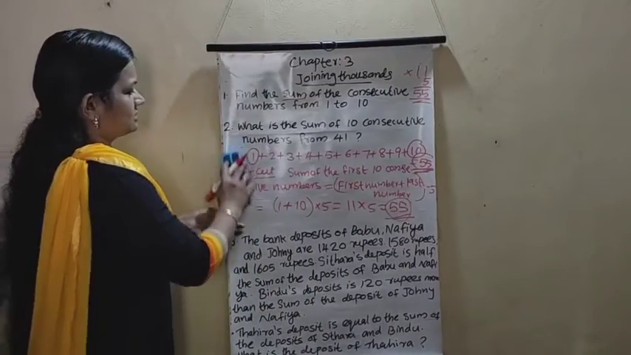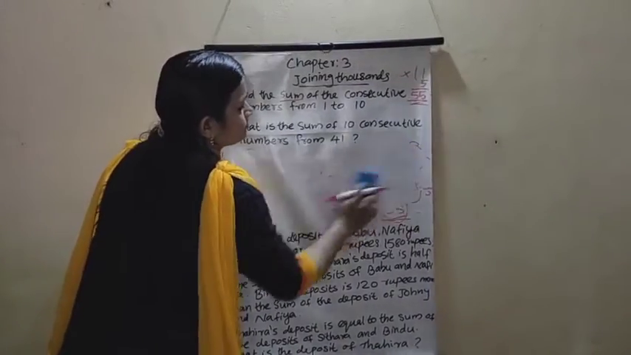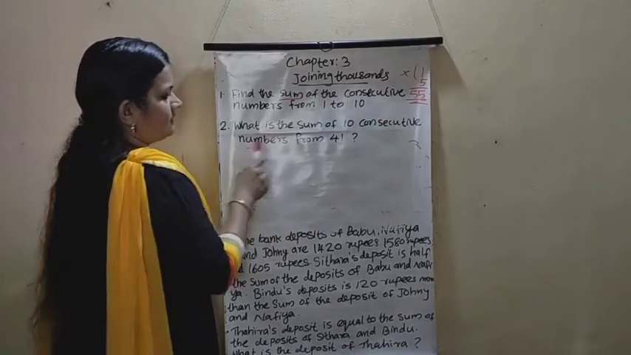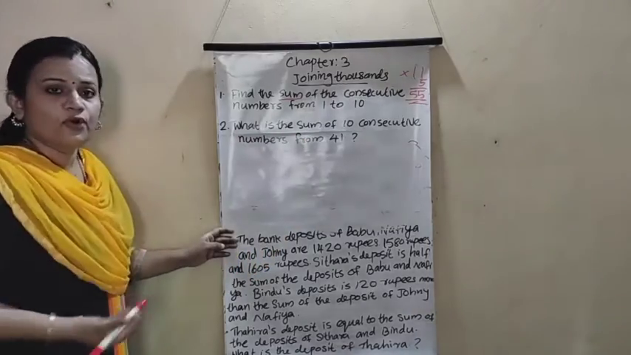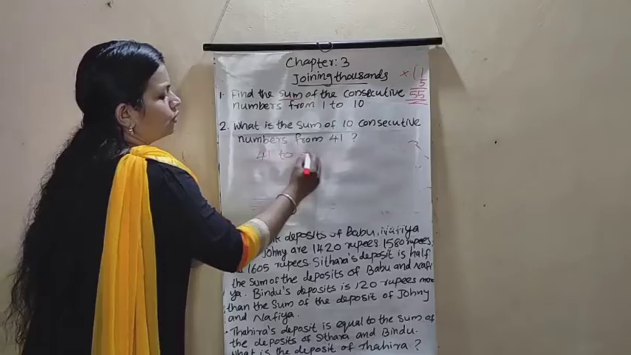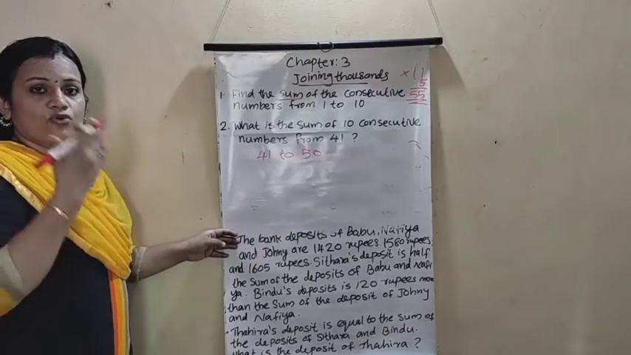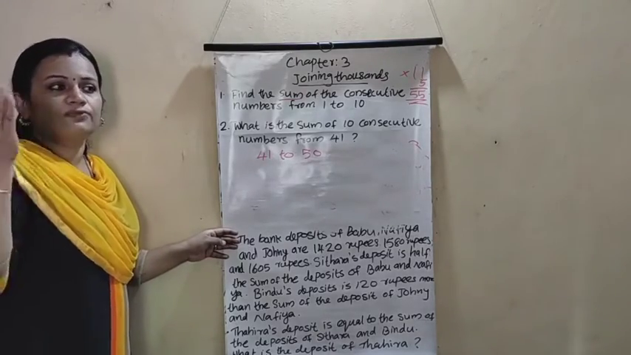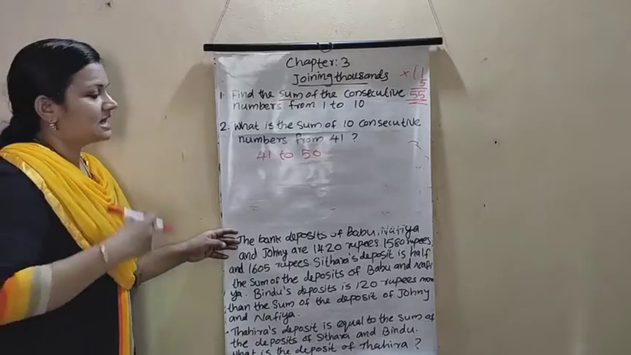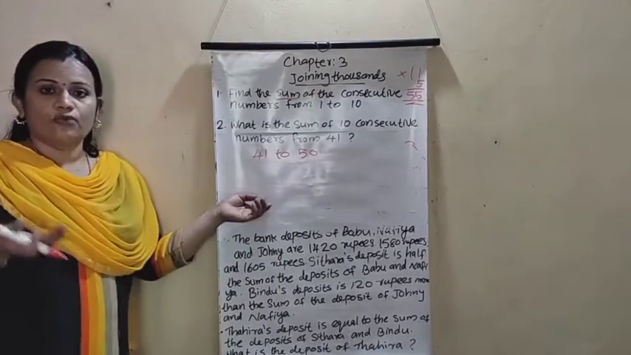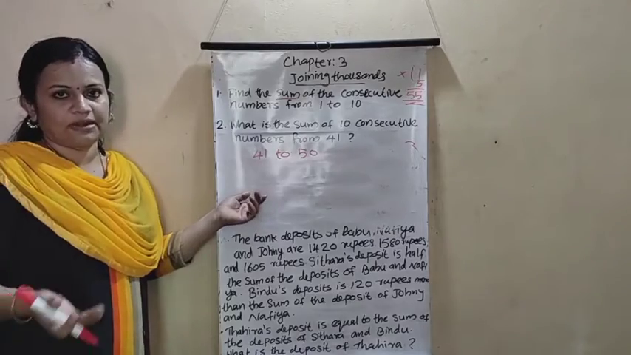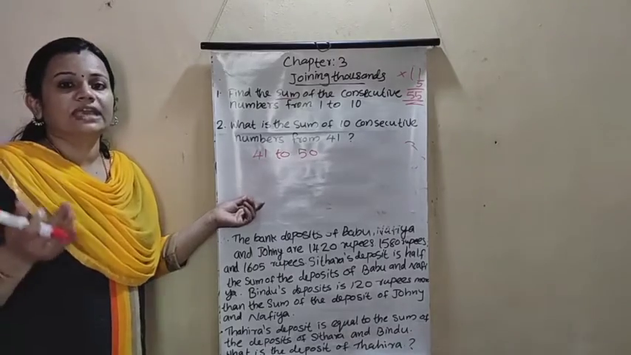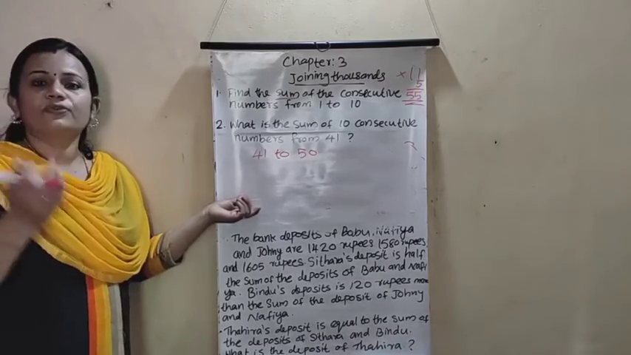Okay, then look at the second question. What is the sum of 10 consecutive numbers from 41? From 41 means 41 to 50. Then what are the numbers? 41, 42, 43, 44, 45, 46, 47, 48, 49, 50. These are the numbers. Adding these 10 numbers, we get 41 plus 42 plus 43 plus 44 plus 45 plus 46 plus 47 plus 48 plus 49 plus 50.